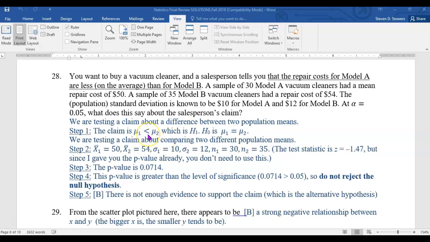So because it's got a less than, that makes it the alternative hypothesis, and the null hypothesis would be the same thing but with an equal sign. Mu1 is equal to mu2. And this is the kind of situation where we are comparing two different population means. We do know population standard deviation, so this is a z-test, but it's a z-test for 2 population means.